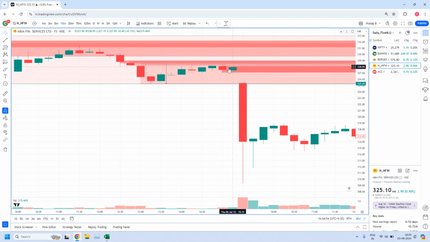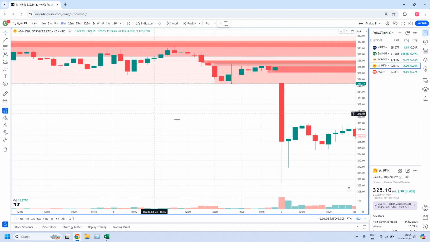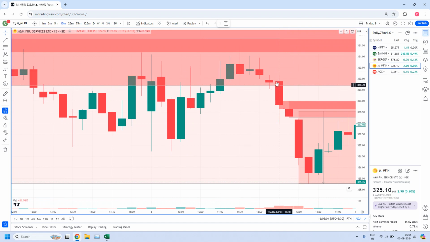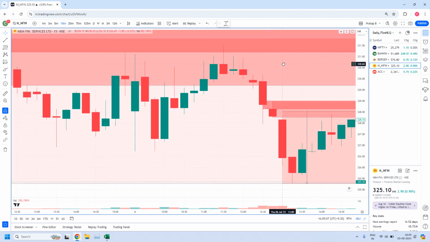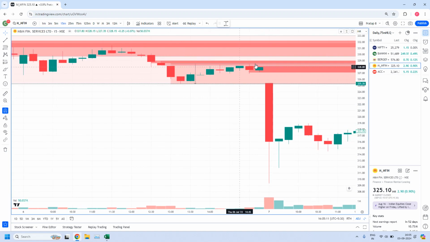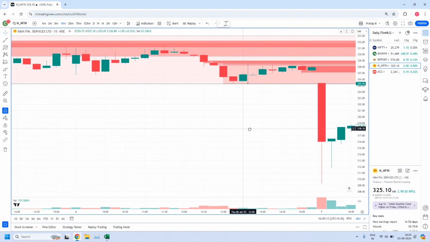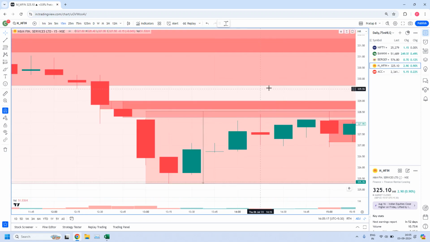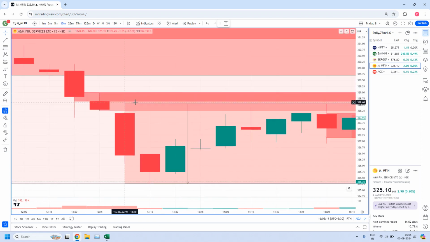Actually, this was a high liquidity zone. With the gap down, prices came down. This is a fine-tuned zone inside this 15-minute zone. And here you have another 5-minute zone available, the fine-tuned zone. Within this 5-minute zone, prices didn't touch this zone earlier.